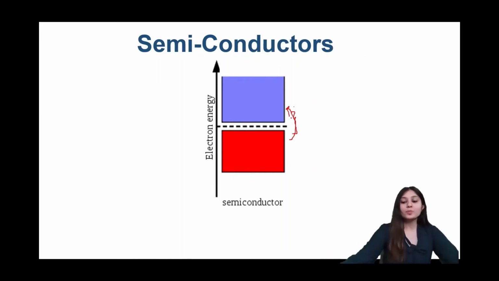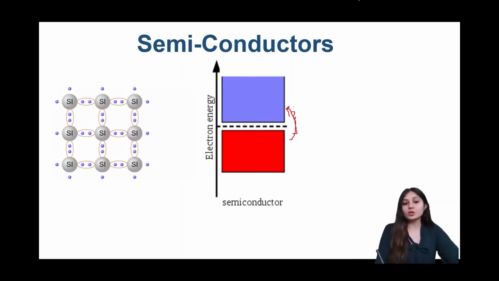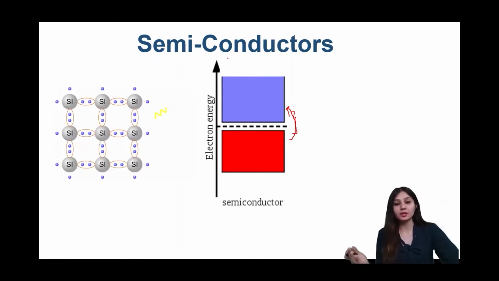So now, this is a crystal of silicon. Silicon is a semiconductor. It belongs to group 14 of the periodic table. And as you can see, all the electrons are in the bonded situation, right? Each single bond consists of 2 electrons. We all know that, right? Each covalent bond consists of 2 electrons.